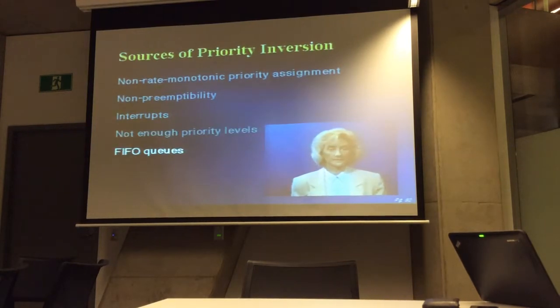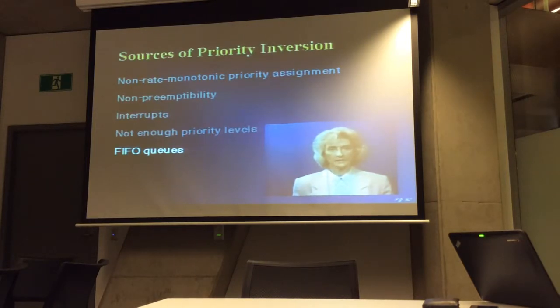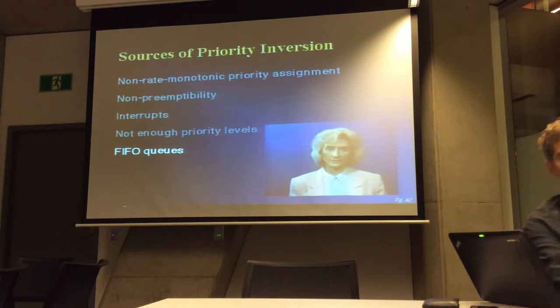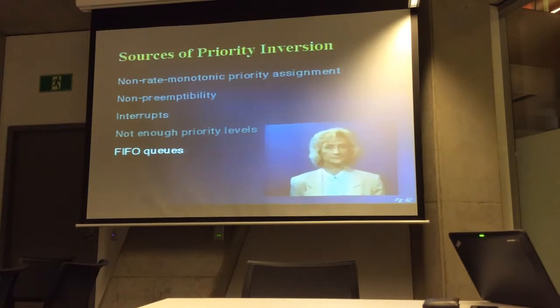FIFO queues, first in, first out queues. Suppose a lower priority task makes a request for a device that's managed by a FIFO queue. Maybe it's a message handler or an event log. If the device is busy, the request goes into the queue. Now a higher priority task preempts the lower priority task, but it also makes a request on the same device. Although this task has higher priority, its request lags behind the lower priority task's request in the FIFO queue.